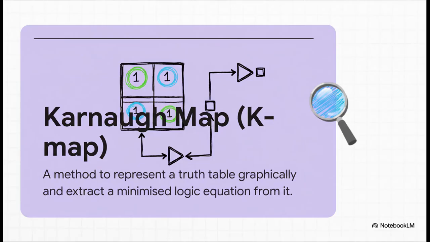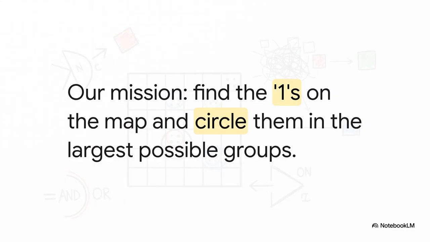A Carnot map, or a K-map for short, is really just a truth table. But it's been cleverly rearranged into a grid. So instead of a long, boring list of ones and zeros, we get this visual map to play with. So once we have our logic equation, we take its outputs, all the ones from its truth table, and we plot them right onto this map. From here on out, our mission is super simple. Find those ones and circle them in the biggest groups we possibly can.